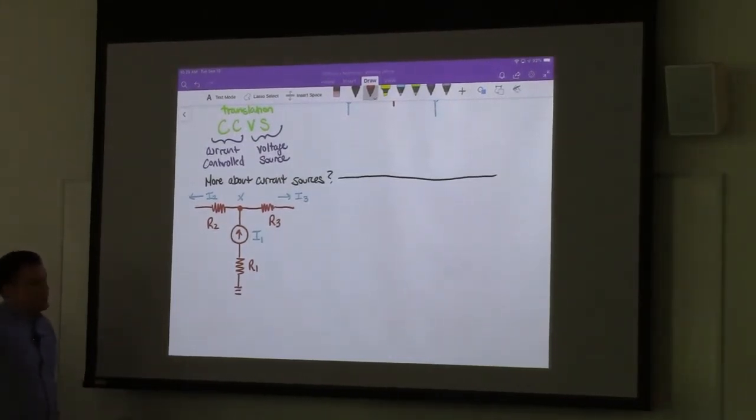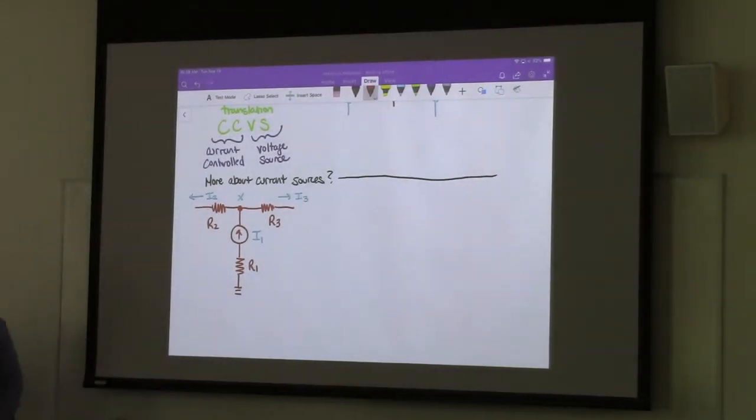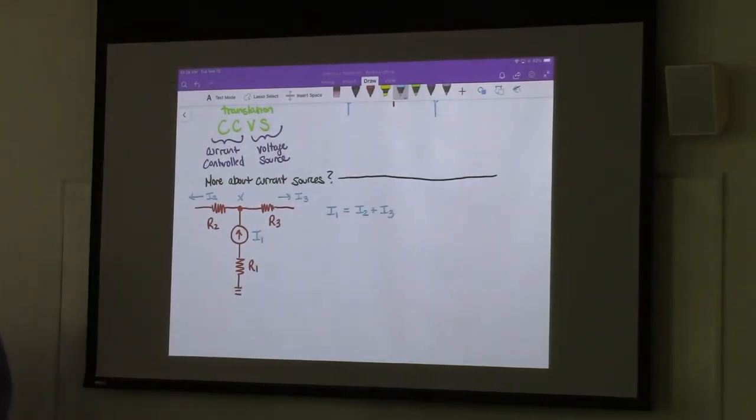So how would we treat this? If we were to write out KCL, what would KCL look like? We would have I1 is equal to I2 plus I3, right? The current coming into the node is equal to the two currents leaving it.